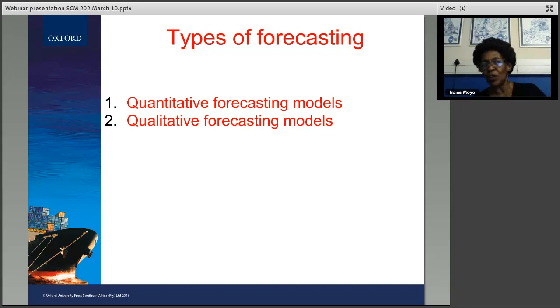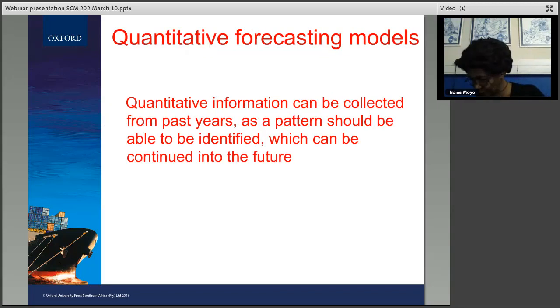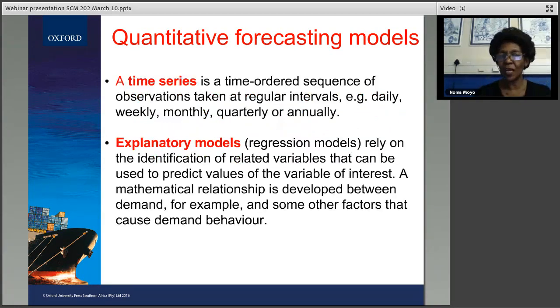Types of forecasting. We have the quantitative forecasting models and we have the qualitative forecasting models. What is a quantitative forecasting model? If we look at 4.1, there is a question on forecasting. Quantitative forecasting models is where quantitative information can be collected from past years, so a pattern should be able to be identified, which can be continued into the future. The quantitative forecasting models are time series and explanatory models.